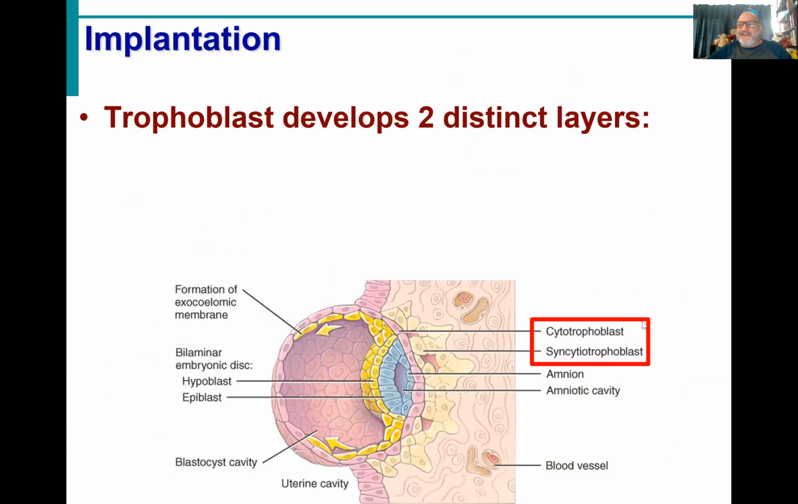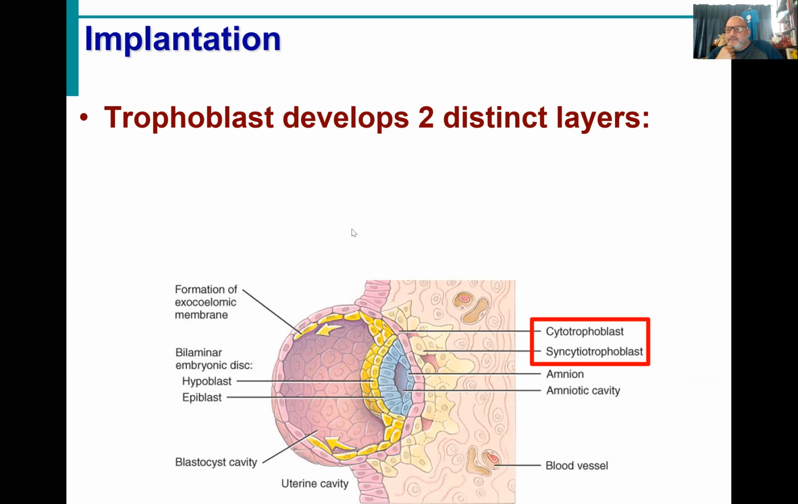Now, when it attaches to the functional layer, we see an elaborate transformation take place in the trophoblast. Actually, there's two elaborate transformations that are taking place. One that is taking place in the inner cell mass, and we'll talk about that in a second, but also one that takes place in the trophoblast.